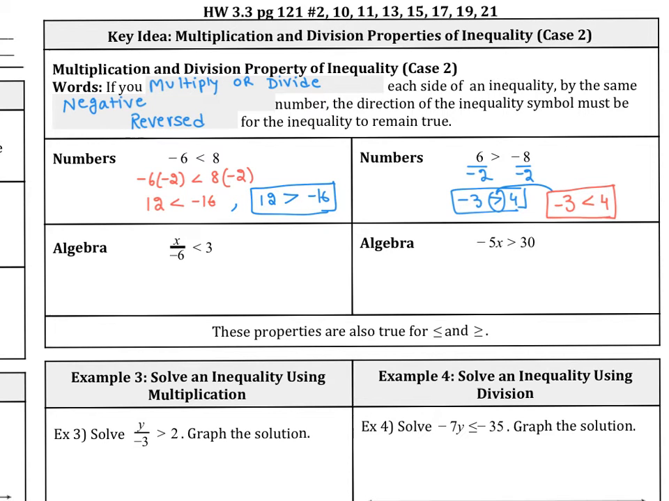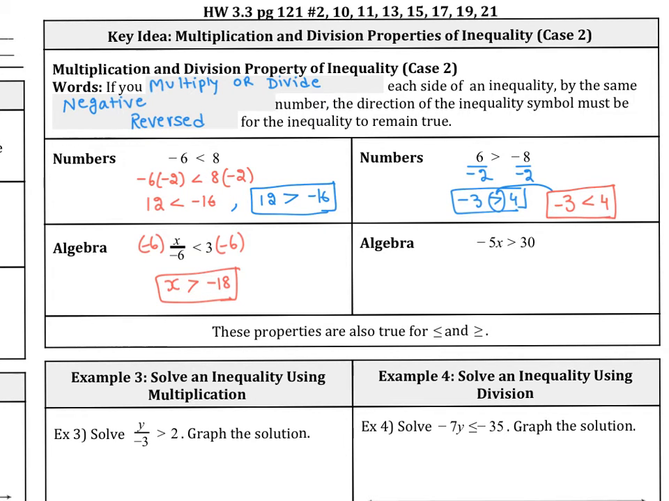For the next problem, I'm going to solve for x. It means I have to remove the negative 6 from the bottom, which means I'm going to multiply both sides by negative 6. So what I get here is x is greater than negative 18. Remember to switch the inequality when you multiply by a negative.